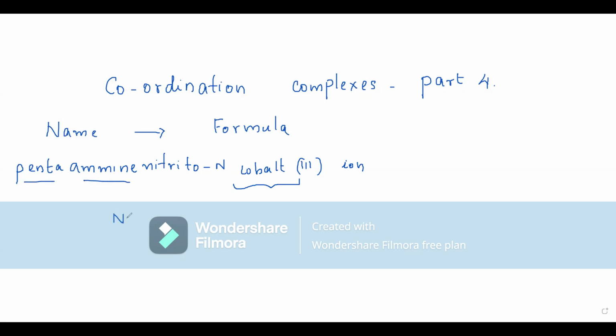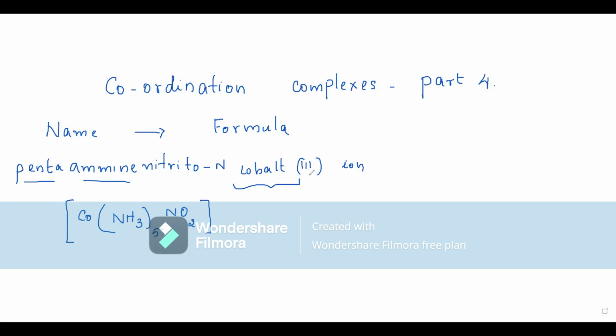Now, pentaammine: ammine is NH3, 5 times. Nitrito-N is NO2. If it is nitrito-O, then we need to write ONO. So this is nitrito-N. The metal is cobalt. Put this in the square bracket.